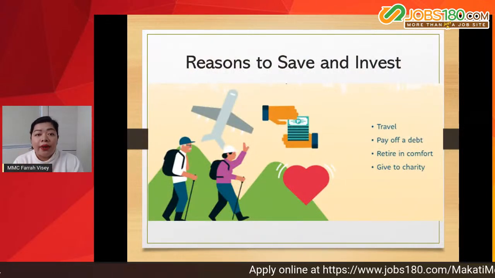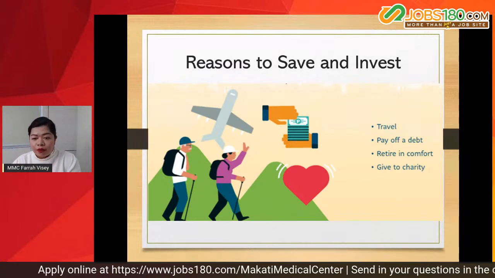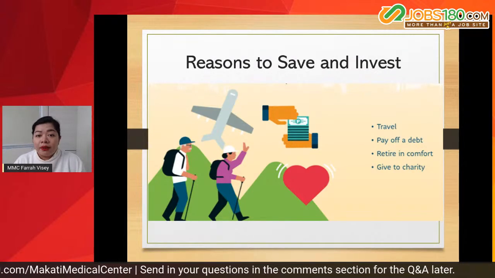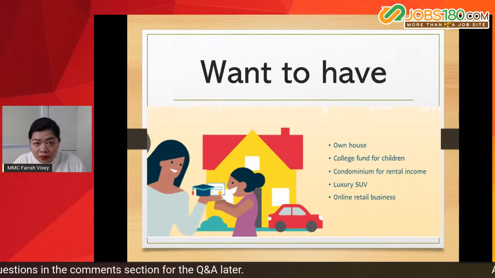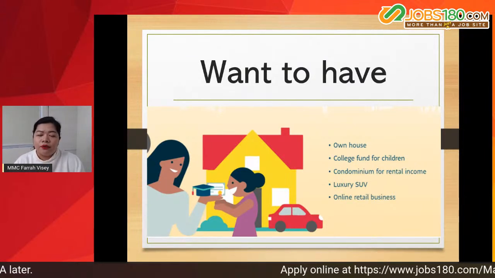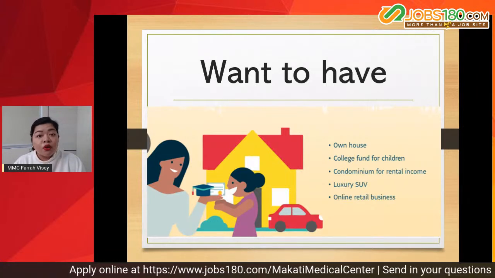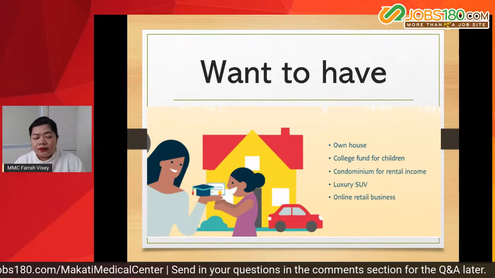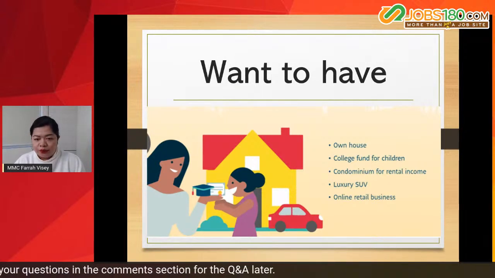Ano ba yung gusto nating gawin, no? So gusto ba natin mag-travel, magbayad ng utang, retire in comfort, or give to charity, no? So depende sa bawat isa, hindi tayo pare-pareho kung ano ba talaga yung gusto nating gawin in the future. Ano ba yung gusto din nating magkaroon, no? So what do we want to do and what do we want to have in the future? Magkaroon ba tayo ng sariling bahay natin, college fund for the children, condominium for rental or luxury car, online retail business, and some of your pangarap na gusto mo. So yon.